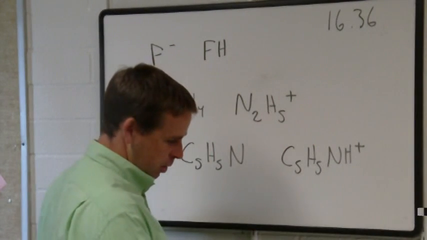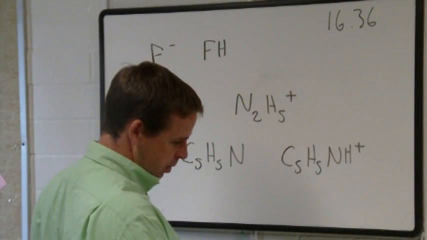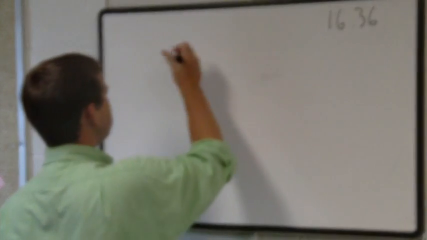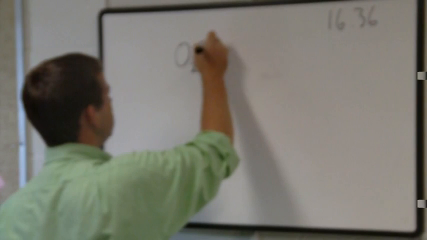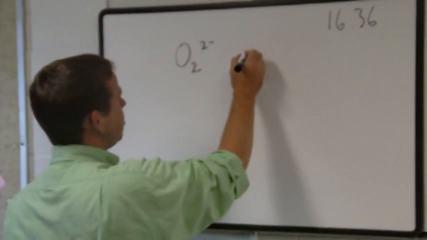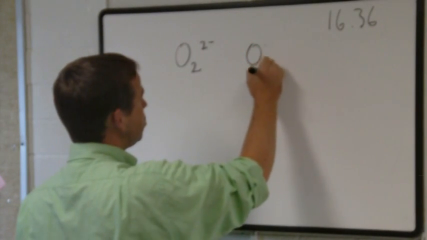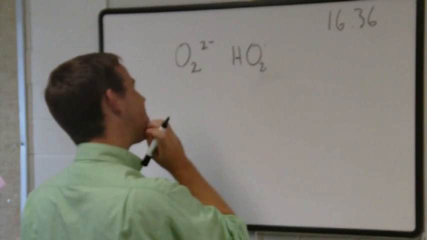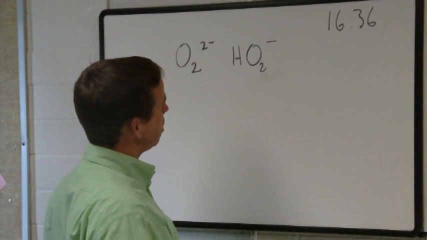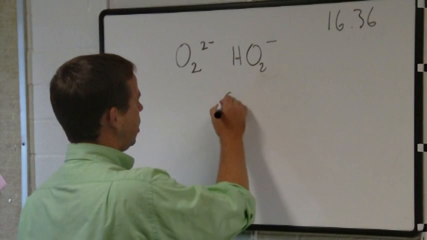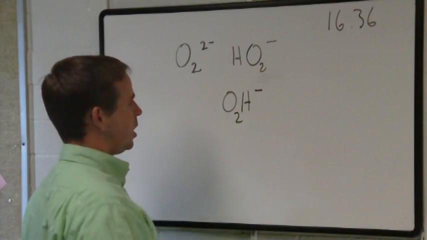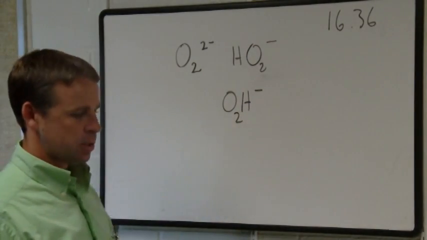Okay, what else do we got? We're on A, B, C, D, O2 2 minus. Is that right? Yep. So that's going to be O2H with a 1 minus charge, right? Or HO2. I wrote it that way because we're used to seeing H2O, but it could be O2H minus like that. That's the conjugate acid for it.